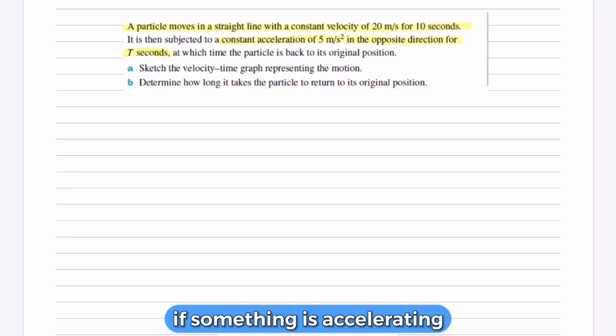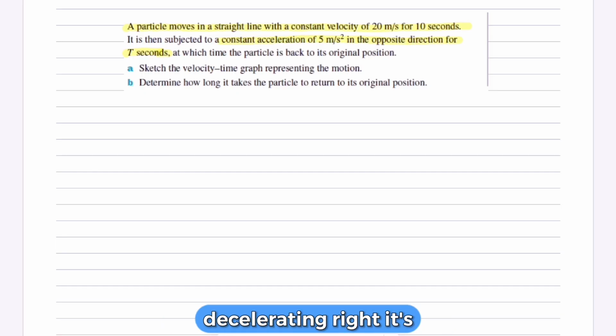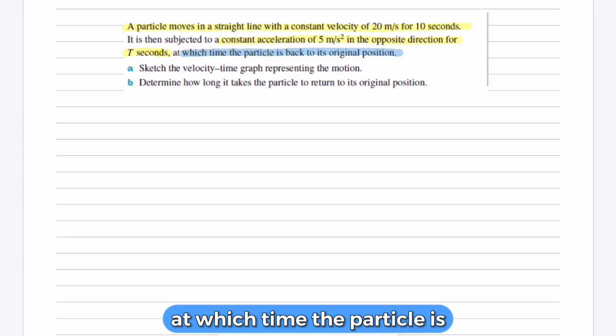If something's accelerating at 5 meters per second squared in the opposite direction, really it's decelerating, right? It's slowing down, at which time the particle is back to its original position. All right, so to be completely honest, there's a lot going on here.